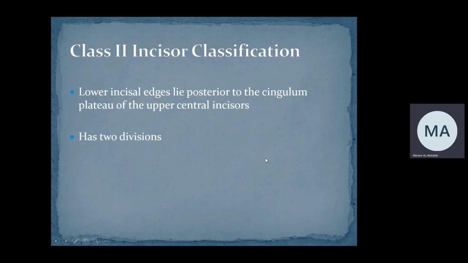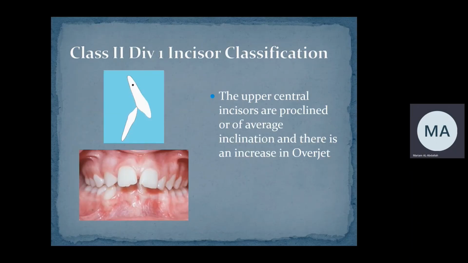If the lower incisal edge occludes posterior to the cingulum plateau of the upper incisors, we call this class 2. But we should never describe the incisor classification as class 2 full stop. There should be always either division 1 or division 2. Okay, so class 2 incisor classification is not enough. You need to specify if it's division 1 or division 2. Division 1, so class 2 division 1 incisor classification is when the lower incisal edge occludes posterior to the cingulum plateau and the overjet is increased. Okay, so this is a must.